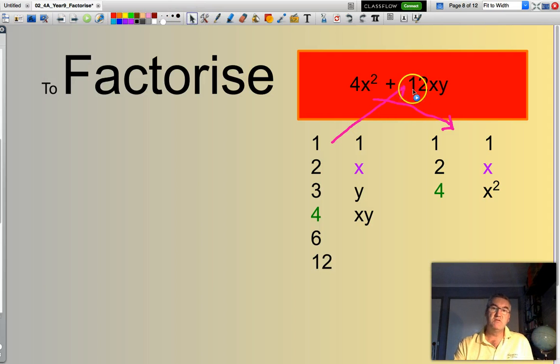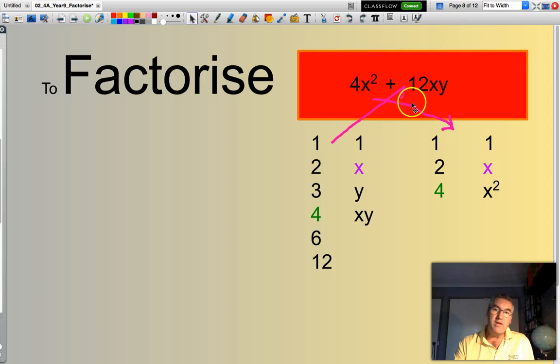So, factors of 12xy. What was our factors of 12? 1, 2, 3, 4, 6, 12. Factors of 4: 1, 2, 4. Highest digit, highest coefficient is 4.